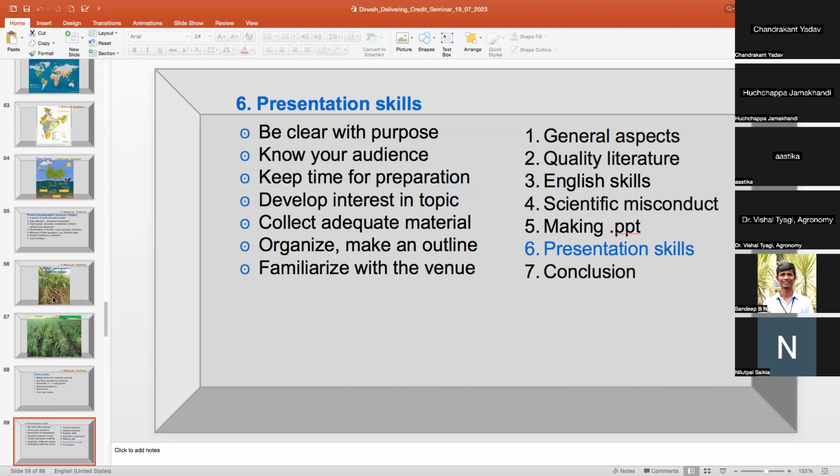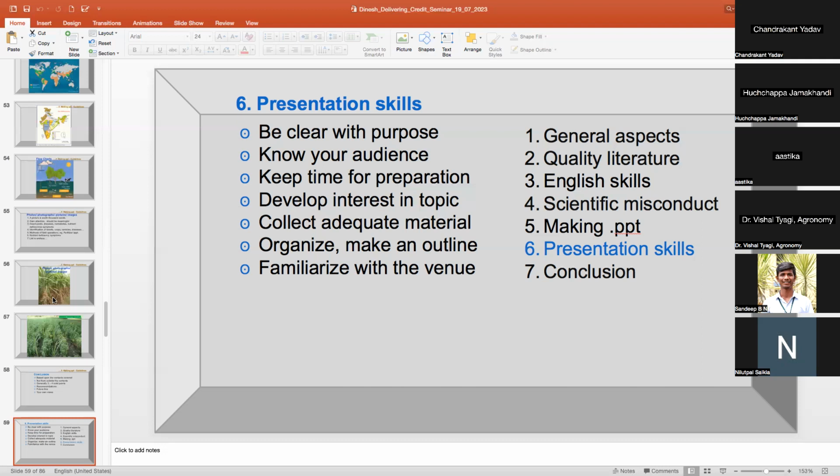Whatever you know about that topic, just synthesize in your brain and extend your ideas on the topic. Once you have sufficient idea, jot down the points on a piece of paper and make your content. Collect adequate material. It is already discussed. Organize, make an outline. Now you can make an outline. What should be my content?